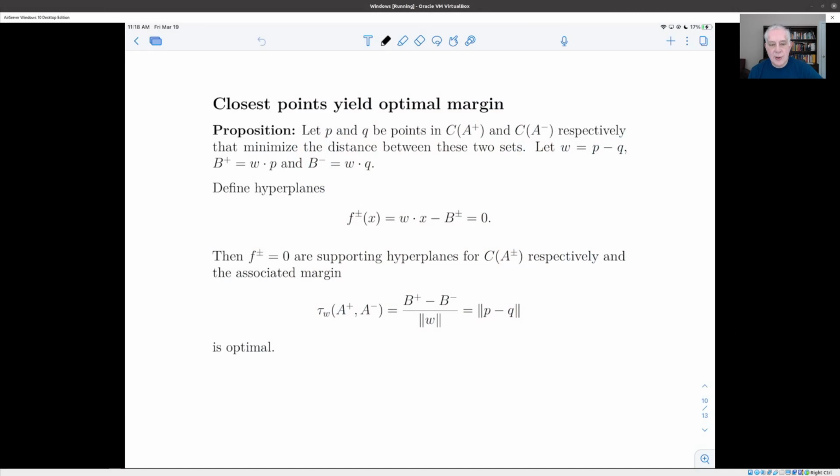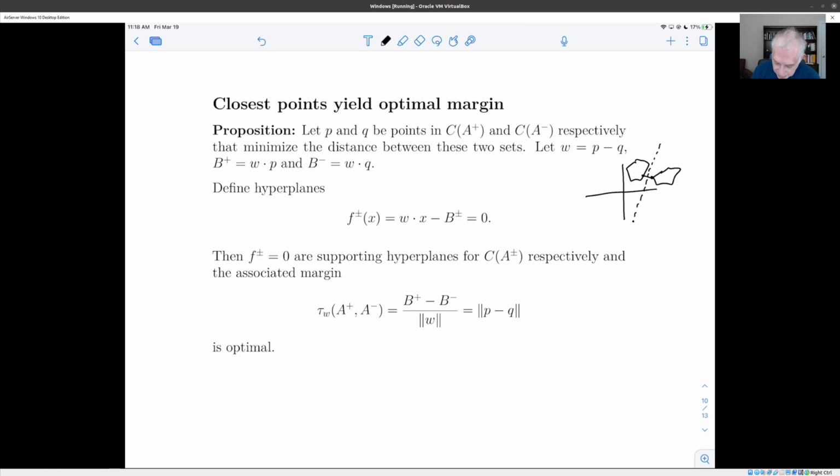Okay, let's now complete the proof that the closest points between the convex hulls of two linearly separable sets yield the optimal margin classifier. Just to pick up where we were, remember the basic picture: we have the green points and the blue points, and we have their convex hulls. We find the closest points between their convex hulls, and we take the perpendicular bisector, and that's the optimal margin classifier.